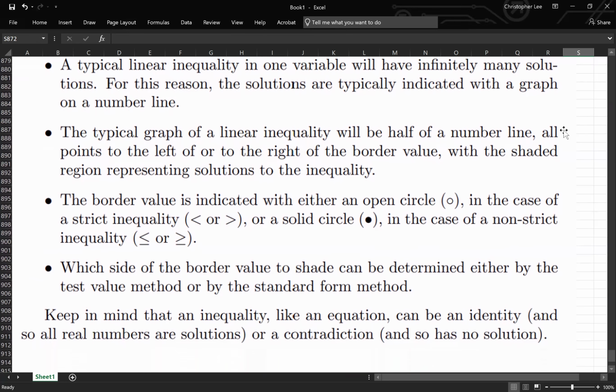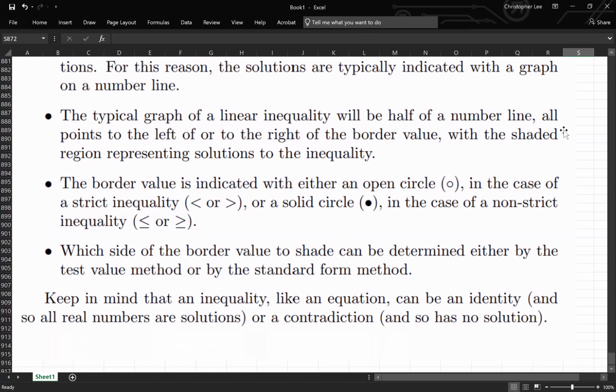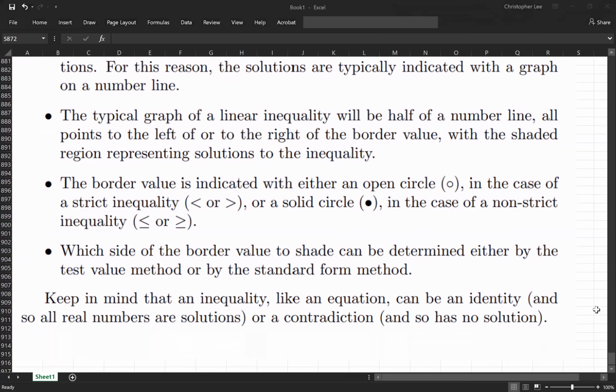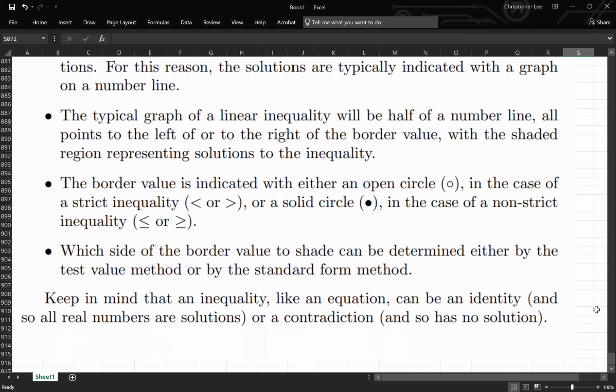Keep in mind that the inequality, like an equation, can be an identity, and so all real numbers are solutions, or a contradiction, and so has no solutions.